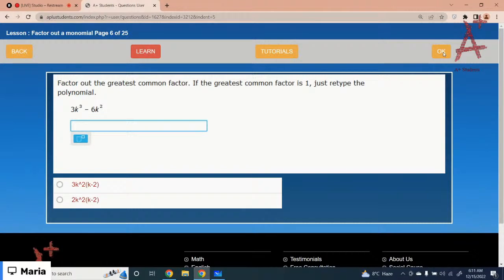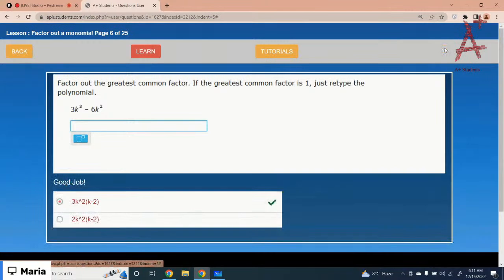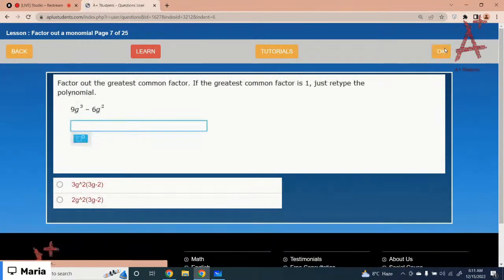Okay, then you have 3k cube minus 6k square. So which option is the correct one? 3 is a common number, and also k square is common, got it? So you are left with the first option, 3k square times k minus 2, got it? So just select the correct option and click on the OK button.